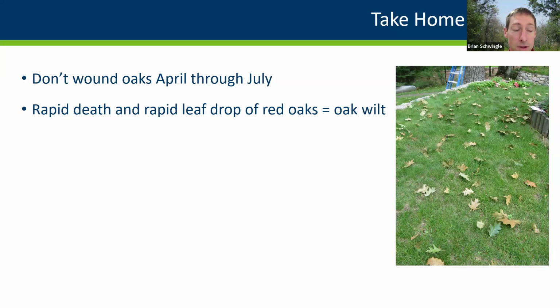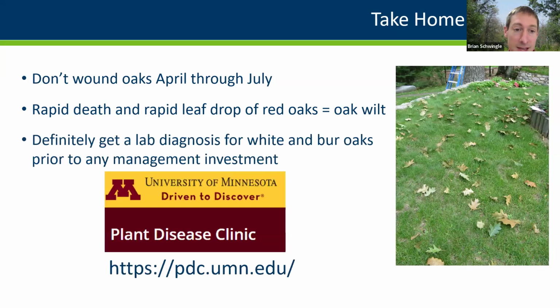If you see an oak, particularly a red oak, that drops 90% of its leaves in about a month, that almost for sure is oak wilt. On white and bur oaks, if you're wondering what's going on and you think it could be oak wilt, I highly recommend sending a sample to the plant disease clinic to get it confirmed, because there are a lot of lookalikes with oak wilt on white and bur oaks.